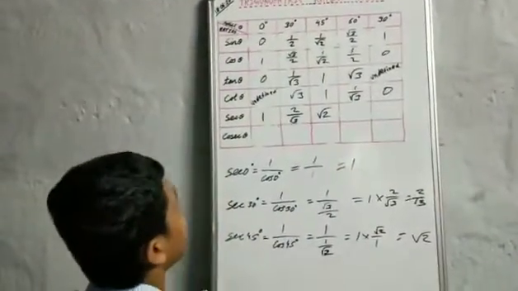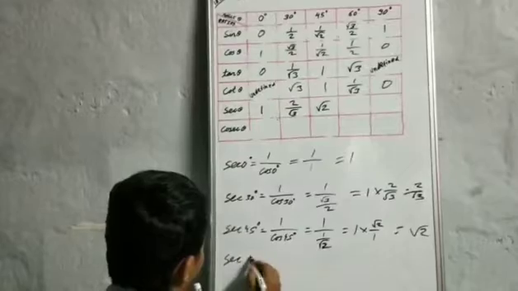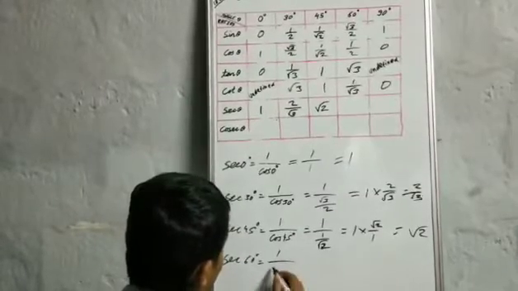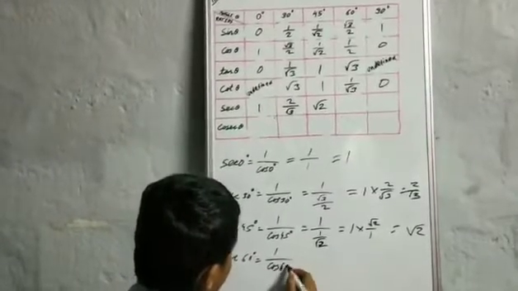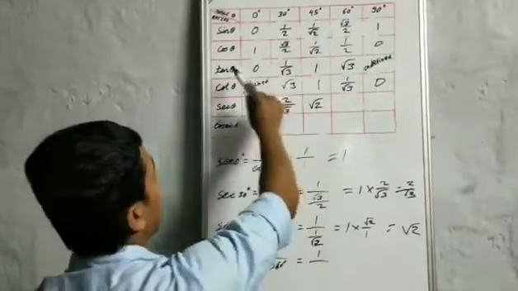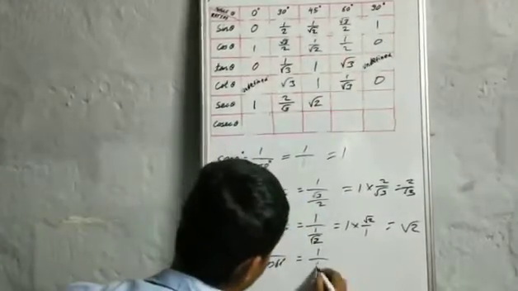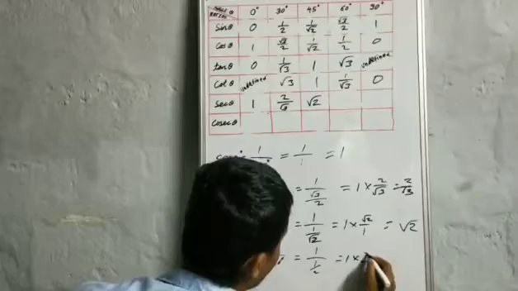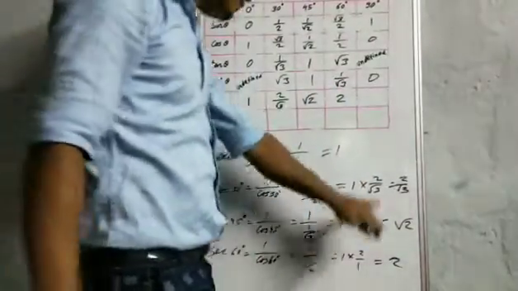Now sec of 60 degree is 1 by cos of 60 degree. The value for cos of 60 degree is half. So 1 into 2 by 1 gives us 2. So the value for sec of 60 degree is 2.